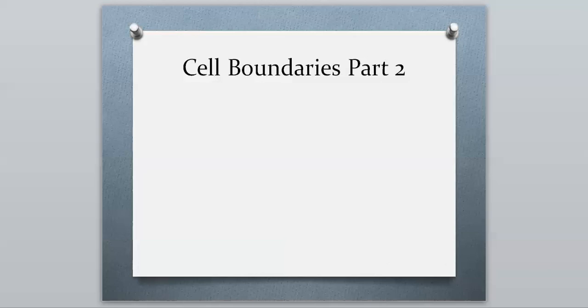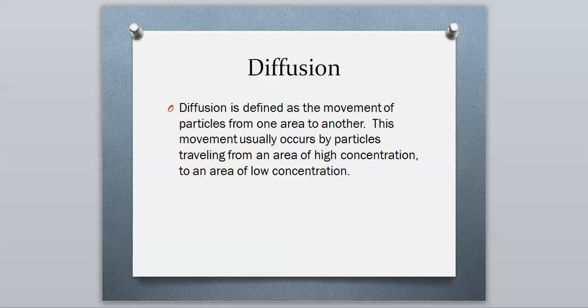So the first term we're going to need to know today is diffusion. Diffusion is defined as the movement of particles from one area to another. This movement usually occurs by particles traveling from an area of high concentration to an area of low concentration. Let's say we have 10 people on one side of the room and 5 people on the other side. Diffusion states that maybe 3 people are going to move over to the other side until we have equal numbers. So it travels from an area where there's a lot to an area where there's not that much.